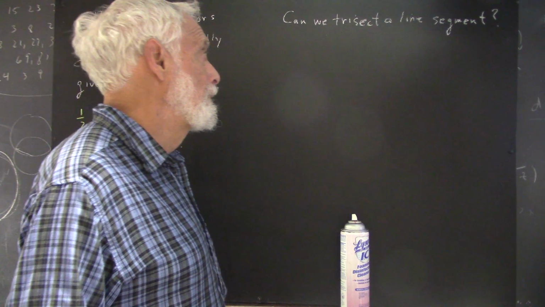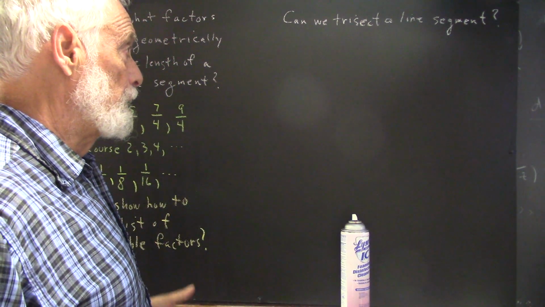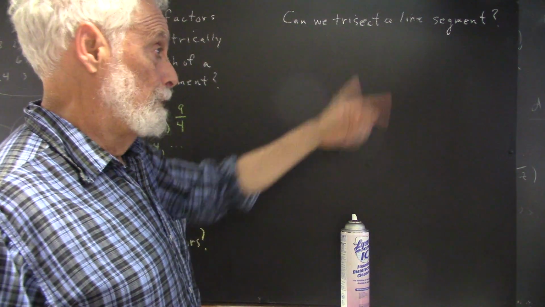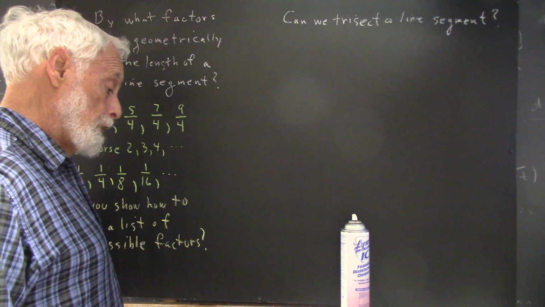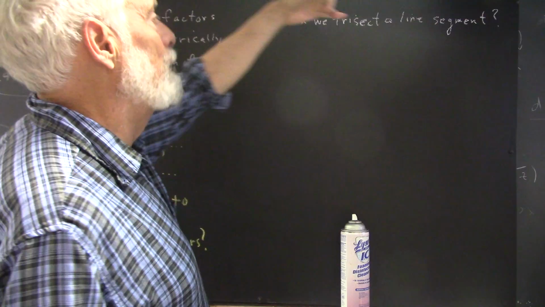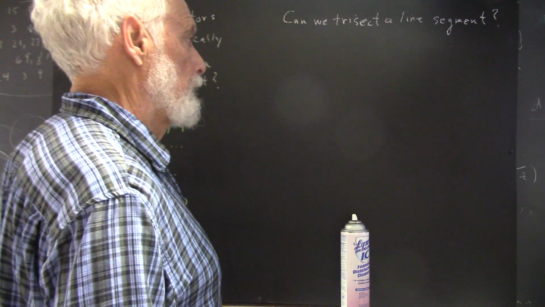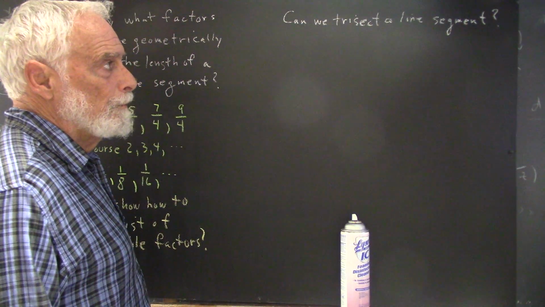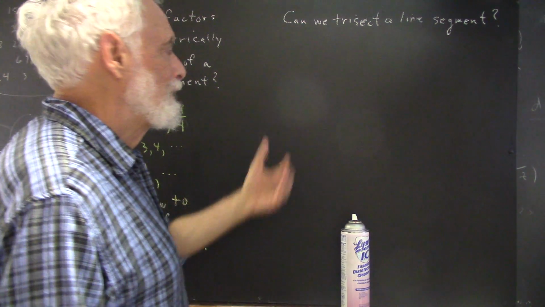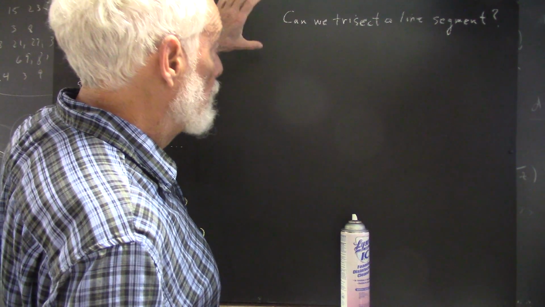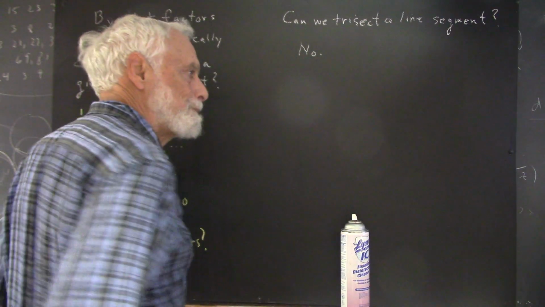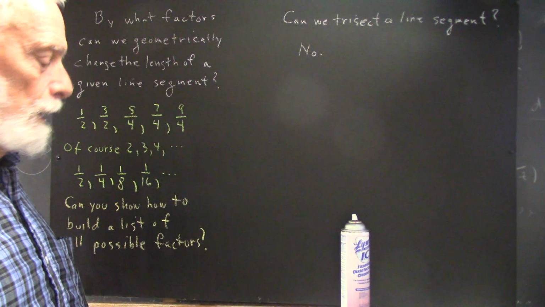occupied many of the best minds in mathematics for over 2,000 years, and it wasn't solved until Évariste Galois came along. So, Galois theory. So if you want to know why we can't trisect a line segment, come back to me in about 8 years, and if I'm still able to explain it, I'll do that for you. Okay, so, no. The answer is no. Okay?